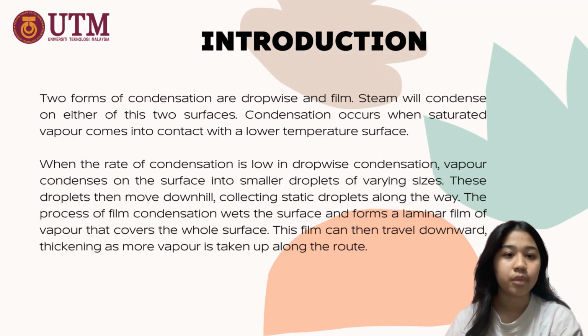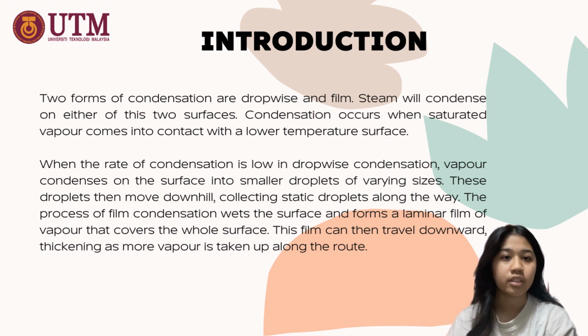In this experiment, there are 2 forms of condensation, which are dropwise and film. So the steam will condense on either of these 2 surfaces. Condensation will occur when saturated vapor comes into contact with lower temperature surface. When the rate of condensation is low in dropwise condensation, vapor condenses on the surface into smaller droplets of varying sizes. These droplets move downhill, collecting static droplets along the way.